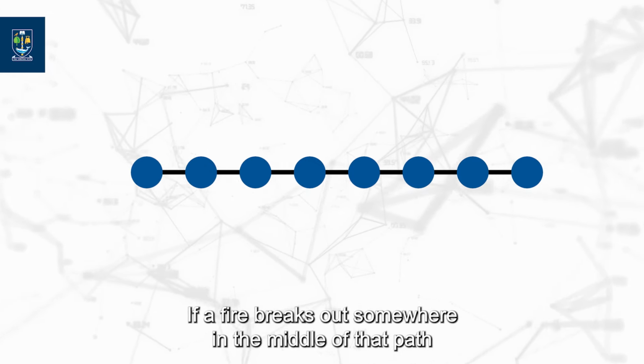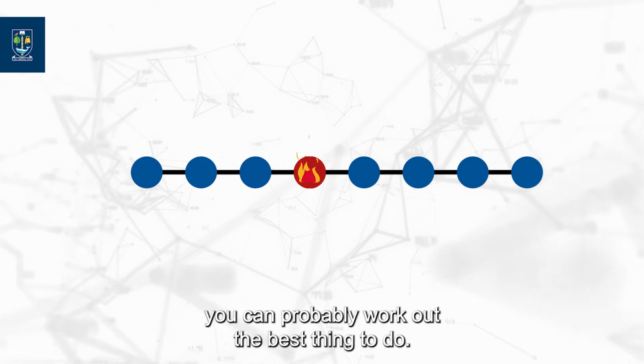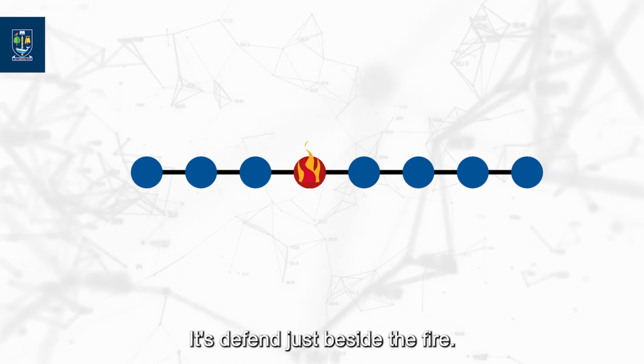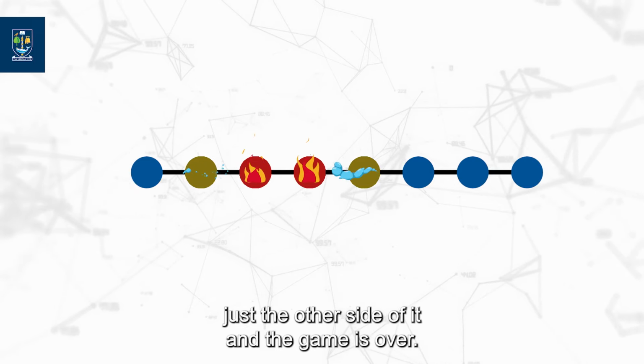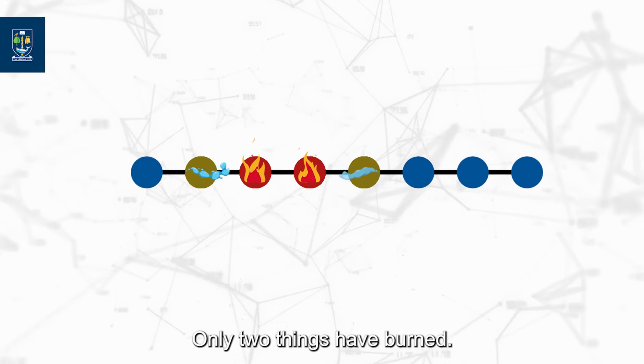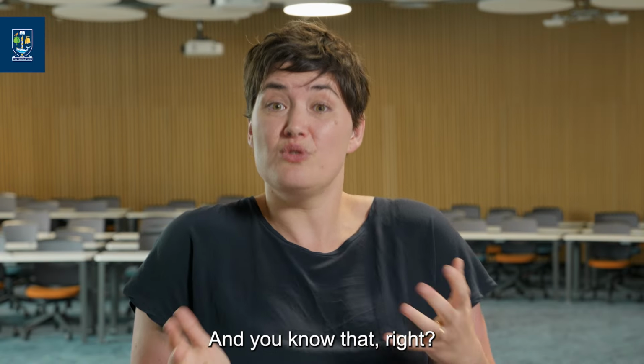If a fire breaks out somewhere in the middle of that path, you can probably work out the best thing to do. It's defend just beside the fire, and then this fire will spread once, and then you defend just the other side of it, and the game is over. Only 2 things have burned. That's the best that you can do. And you know that, right?